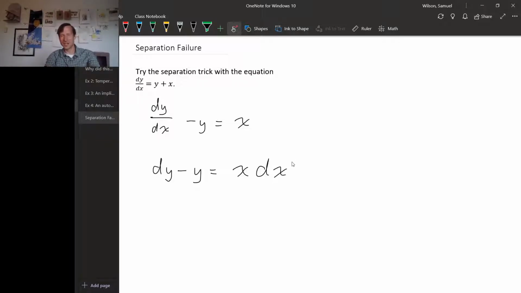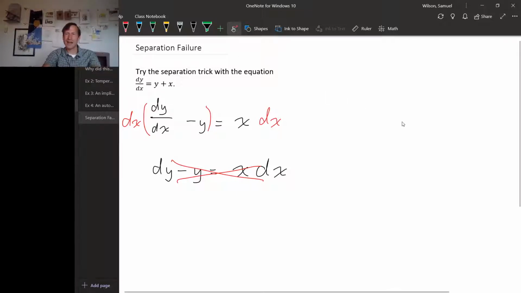But you can't just move it over like that, right? In the past, when we've moved the dx to the right-hand side, there's an algebraic process that we went through. The algebraic process was we multiplied both sides by dx. That's how we got the dx to the right-hand side. And if you actually do that algebra, the right-hand side does turn out to be x dx, but the left-hand side turns out to be dy minus y.